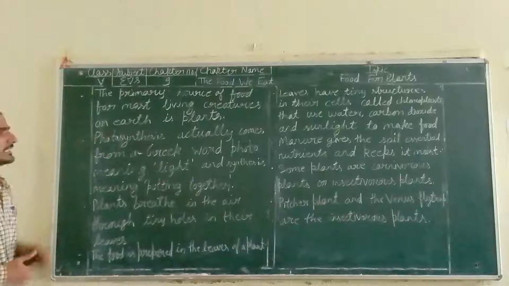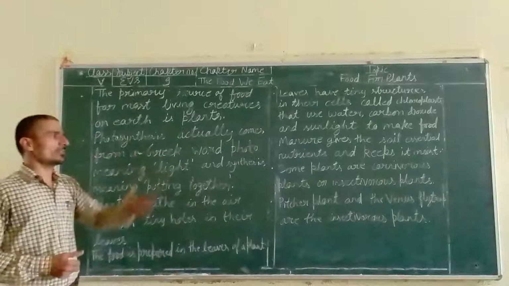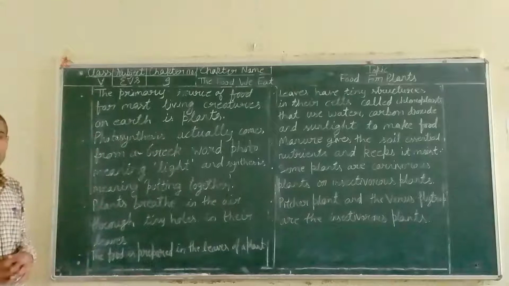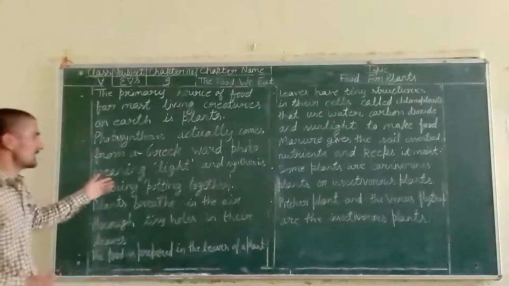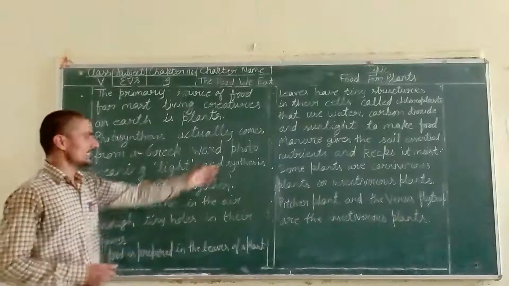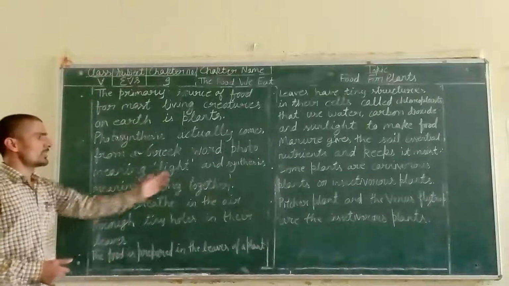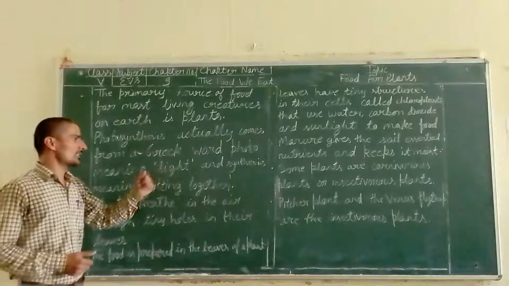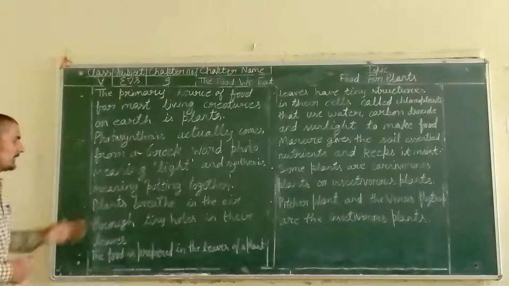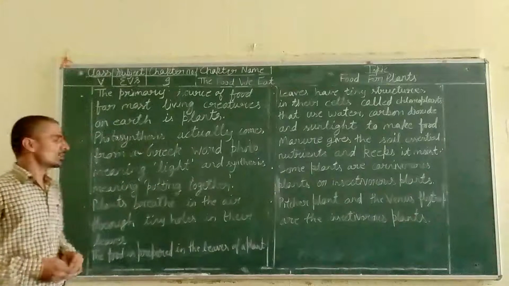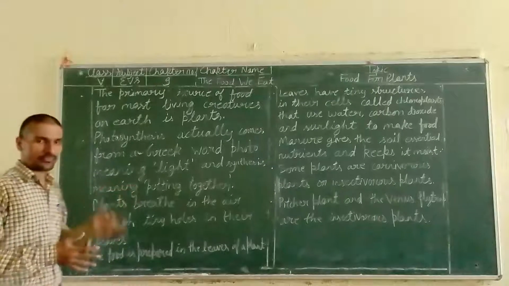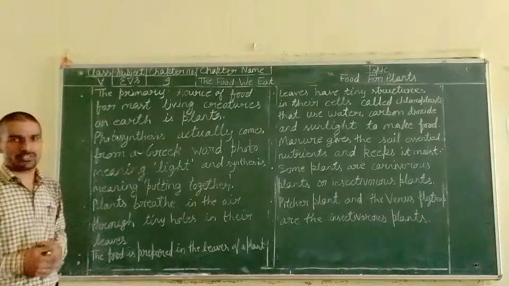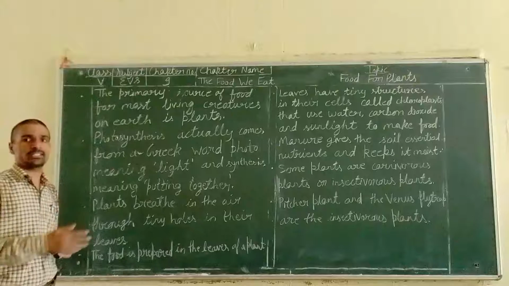This word photosynthesis comes from the Greek words. Photo means light and synthesis means putting together. So photosynthesis means taking light, air, and water, these three things, and making food.